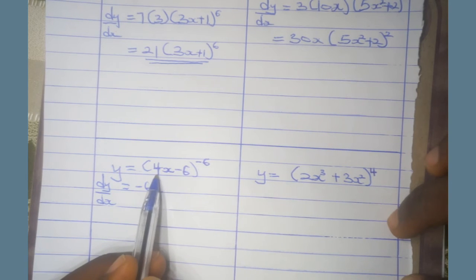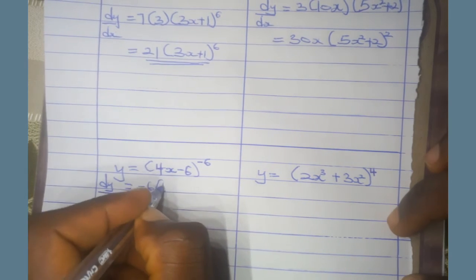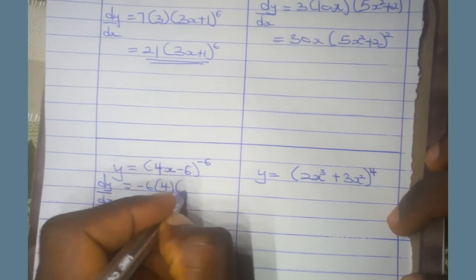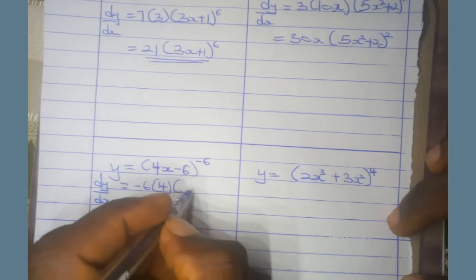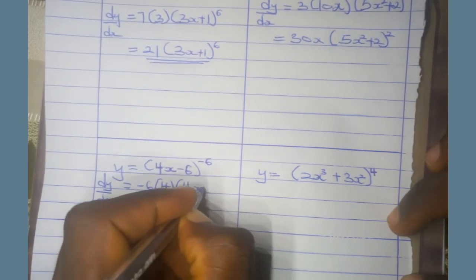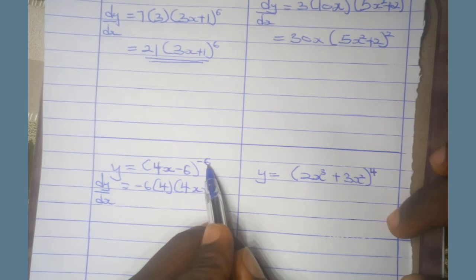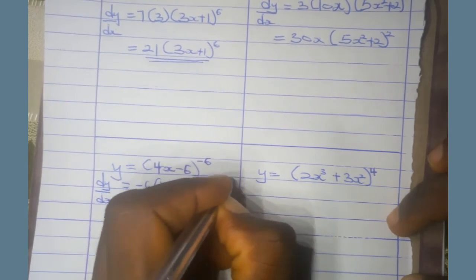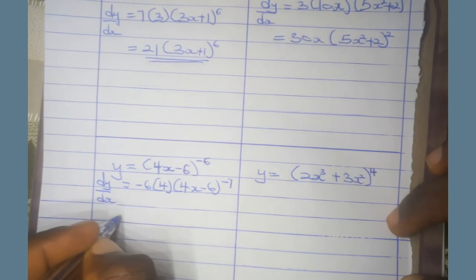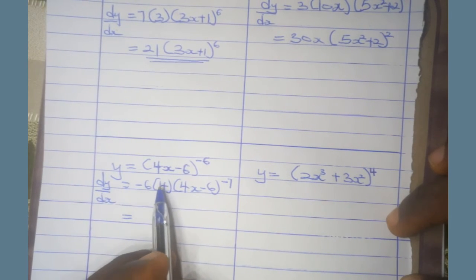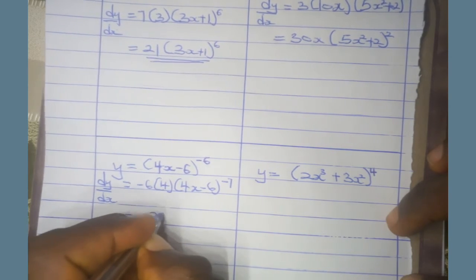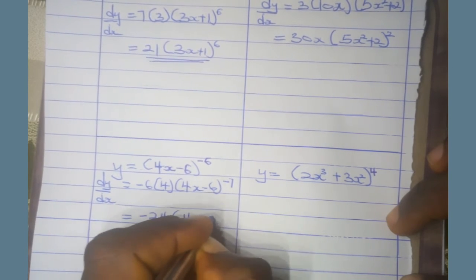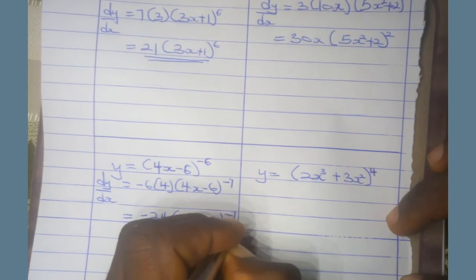So when I differentiate 4x, I'll get 4. And when I differentiate 6 it is 0, so I'll not write it. After that, I'll rewrite this expression over here, that is 4x minus 6. Now reduce the power here by 1, so minus 6 minus 1, which is negative 7. Negative 6 times 4 will give me negative 24, multiplying by (4x minus 6) all raised to the power negative 7.